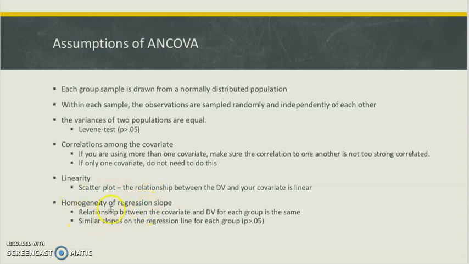And then you have to run homogeneity of regression slopes. This is to see whether the relationship between the covariate and the dependent variable, or the pre-test and the post-test, for each group is the same. You want to know if there is any strong relationship between the covariate and the DV. So a similar slope on the regression line for each group, p must be more than 0.05.